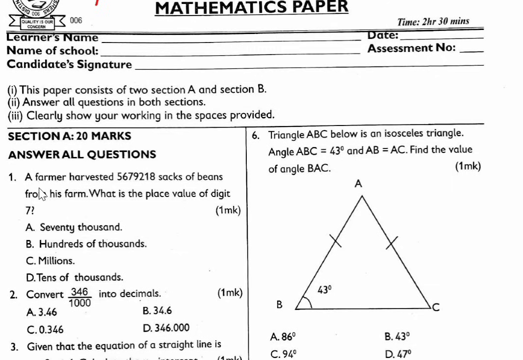The first question reads, a farmer harvested, so here you have a number, sacks of beans from his farm. What is the place value of digit 7? So we know that the place value, let's start with 8 here, it is ones. So this is ones, tens, 100, 1,000, and then for 7, it is tens of 1,000. Therefore, the answer is D. Very easy.